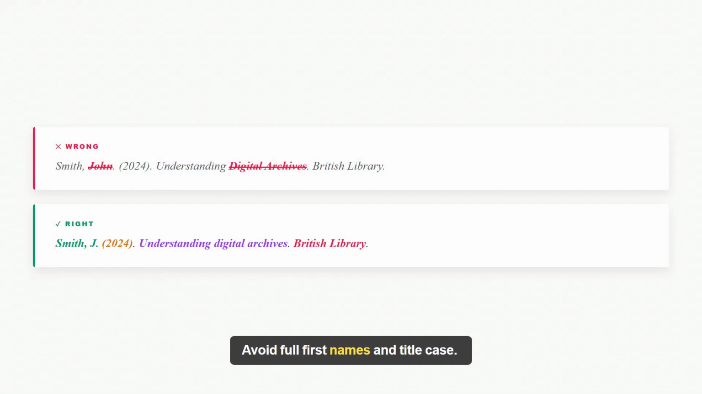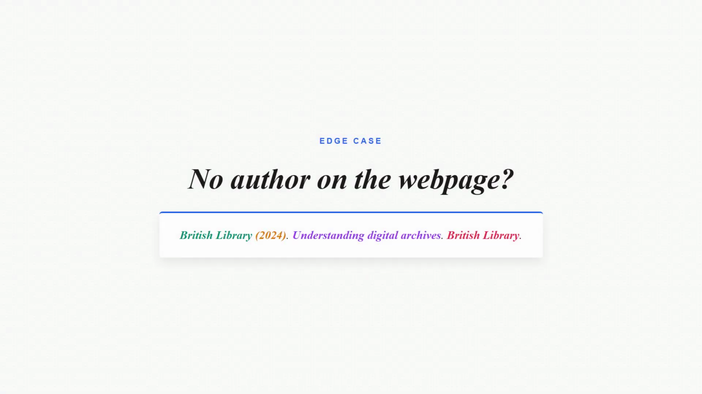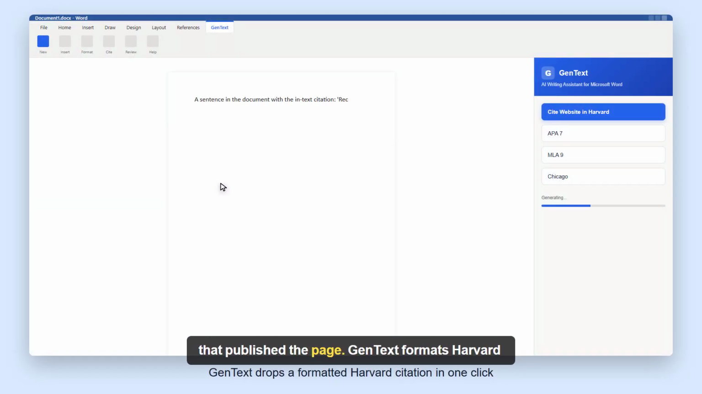Avoid full first names and title case. Keep the title in sentence case. If no author is listed, start with the organization that published the page.